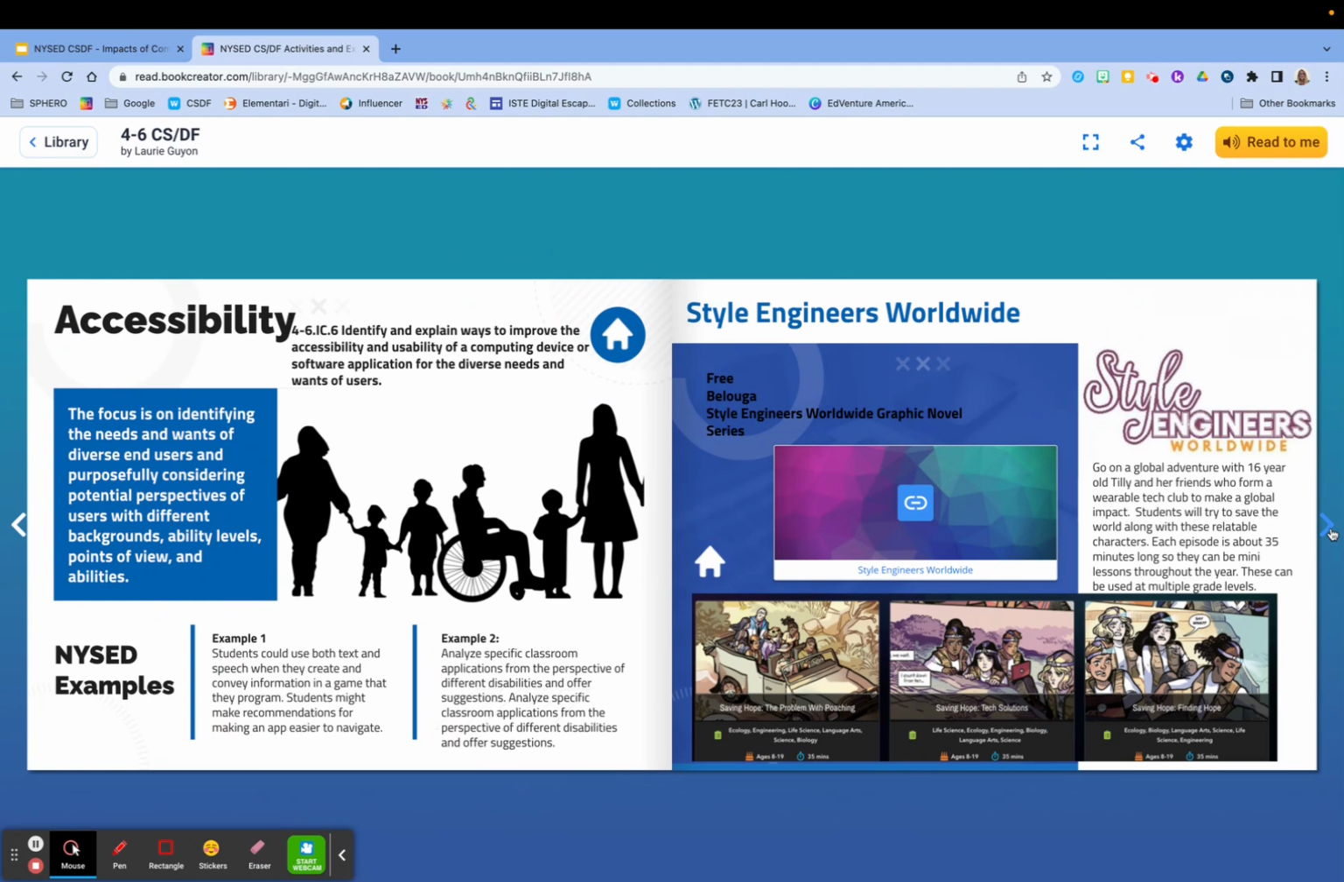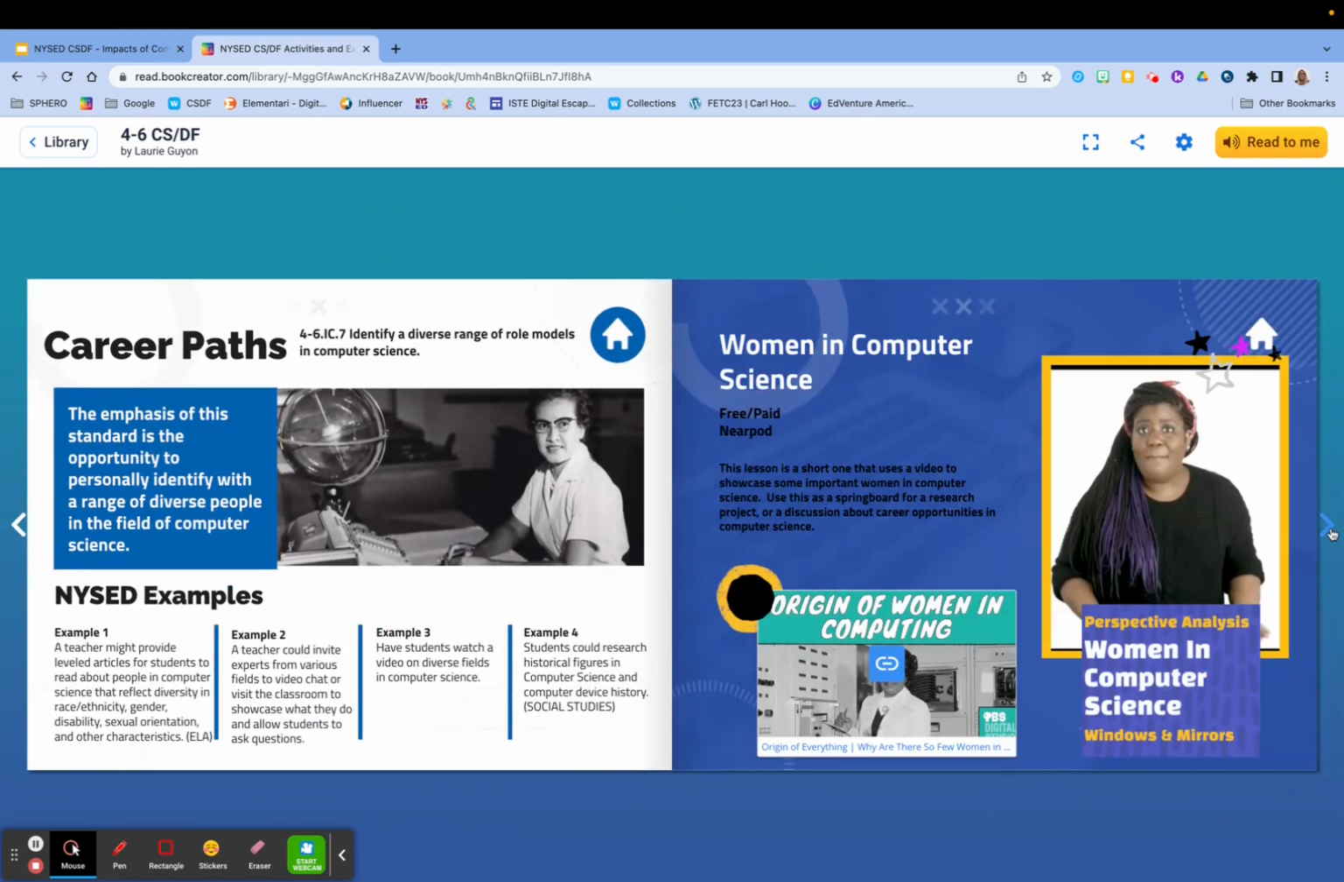When we get to accessibility, our one standard says identify and explain ways to improve accessibility and usability of a computing device or software application for the diverse needs and wants of users. Here, we're really focusing on the perspectives and the abilities of the people that are going to be actually using the tech tool. We can think about the classroom applications that we have our students explore their accessibility features on the devices that they use. They can decide on a website who would have access to it and who wouldn't, to be able to talk about that accessibility.